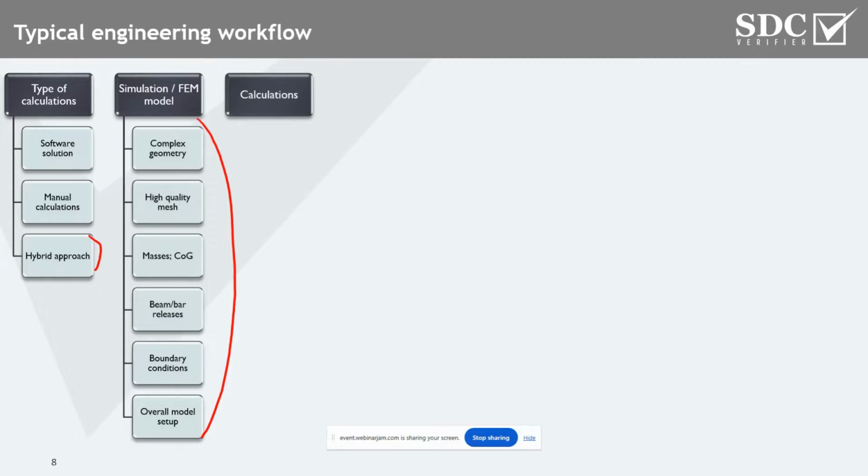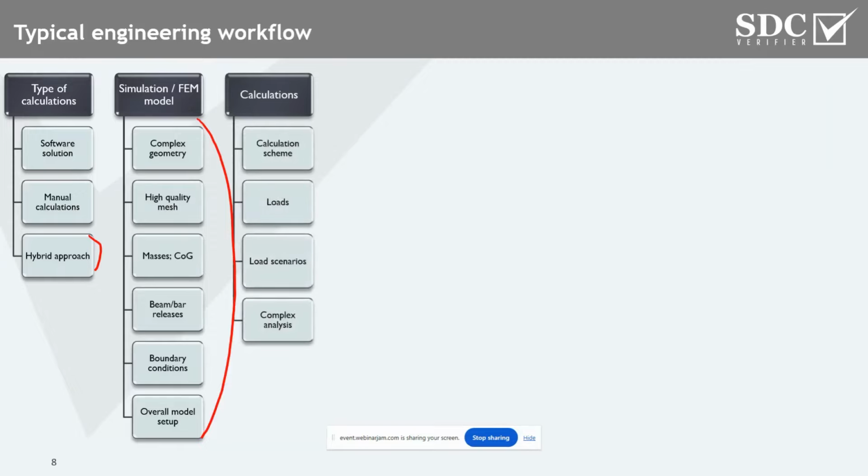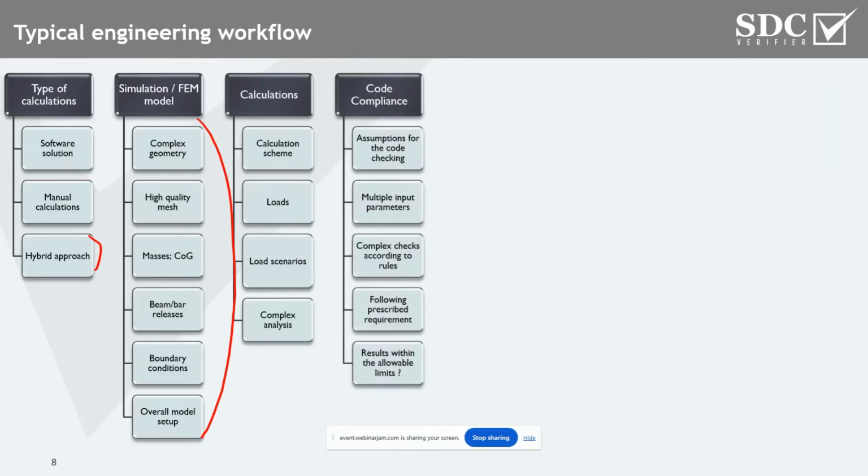When it comes to calculations, there are also quite some steps. We need to come up with a calculation scheme, apply loads, consider different load scenarios, and conduct complex analysis. What's more important, when we need code compliance, so we need to calculate according to standards, it brings a lot of other issues. First of all, we need to make assumptions on the code checking. We need to consider multiple input parameters, conduct complex checks according to different rules, following the prescribed requirements, and then make a decision: are our results within the allowable limits?